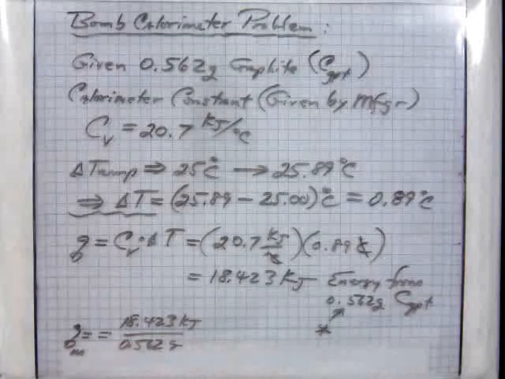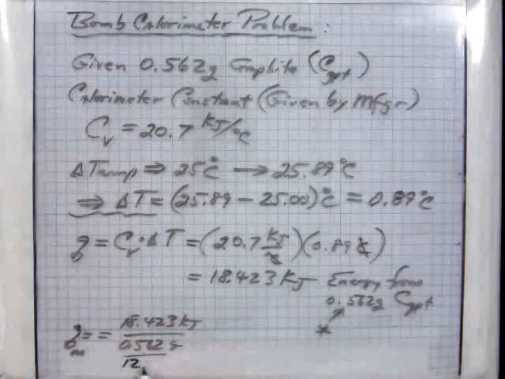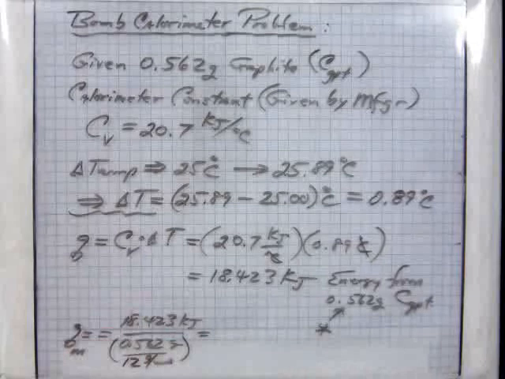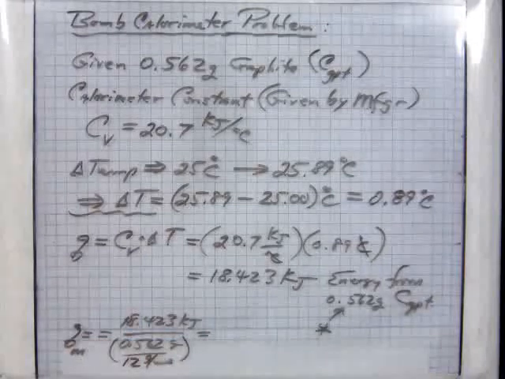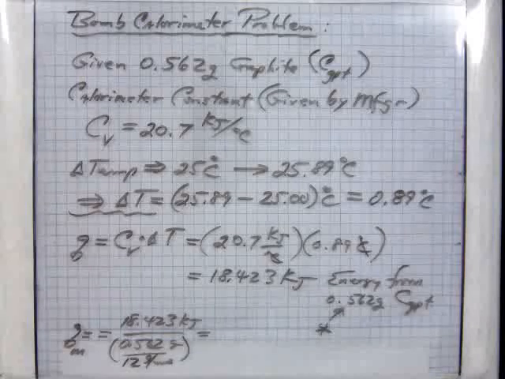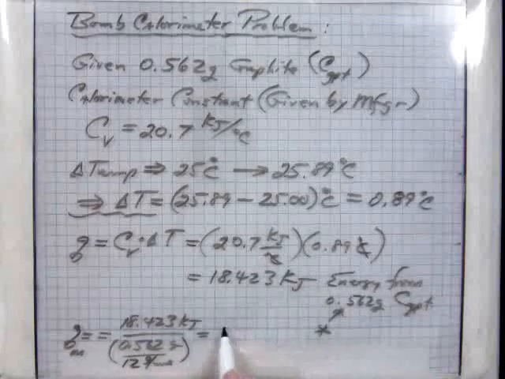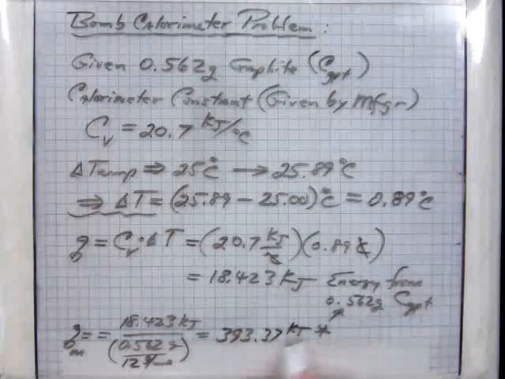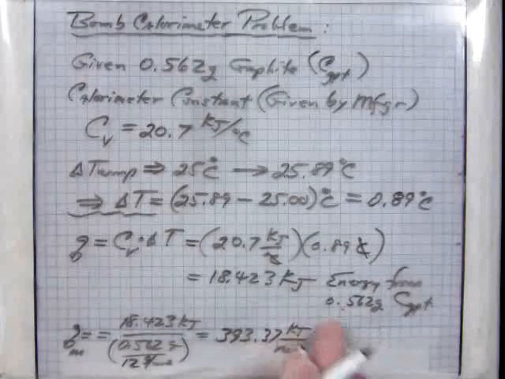Divide by formula weight, obviously. So we want to divide by 12 grams per mole, and then simplify that. It comes out in kilojoules per mole. So that's, and I get 393.37 kilojoules per mole. Let me get that out of the way.